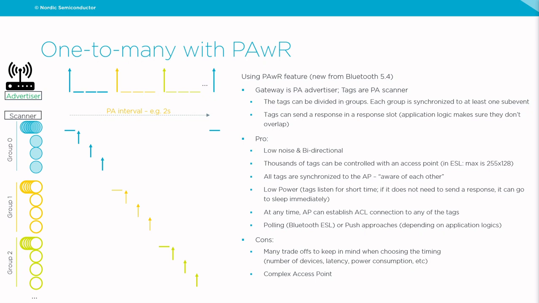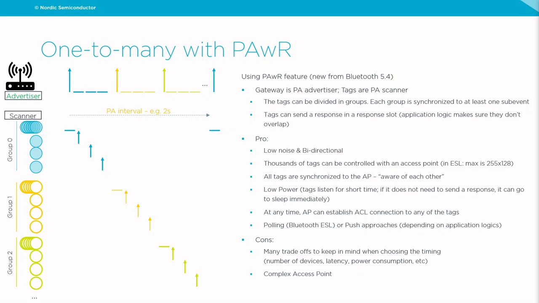In this way, the system is more scalable and the access point can use its radio resources more efficiently by addressing multiple groups of tags within the same periodic advertising interval. All of this in a connectionless way. What are the advantages of this solution compared to the previous one we have seen for the one-to-many use cases? This system is low noise and bidirectional.